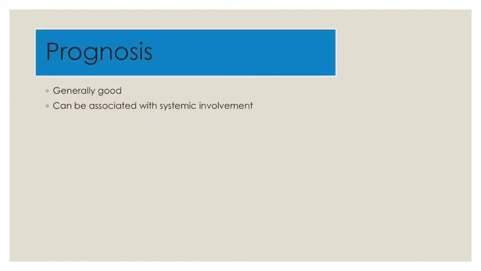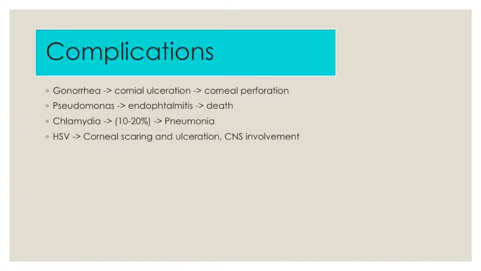Prognosis is generally good, but it can be associated with systemic involvement, and complications include corneal perforation with gonorrhea and Pseudomonas. If we can't detect and differentiate the Pseudomonas infection, it can lead to endophthalmitis and subsequently death. With chlamydia, 10 to 20% of the cases can lead to pneumonia. Herpes simplex virus can lead to corneal scarring and ulceration and central nervous system involvement.